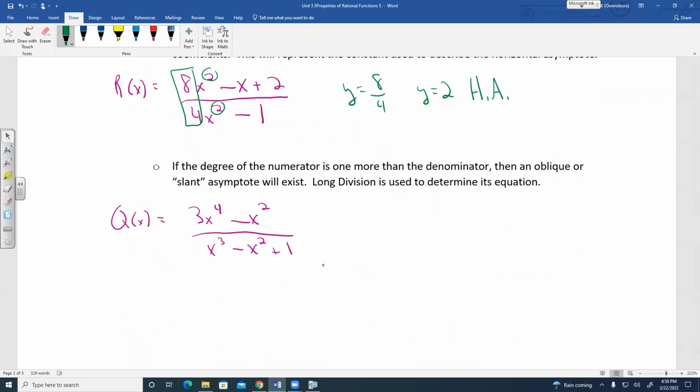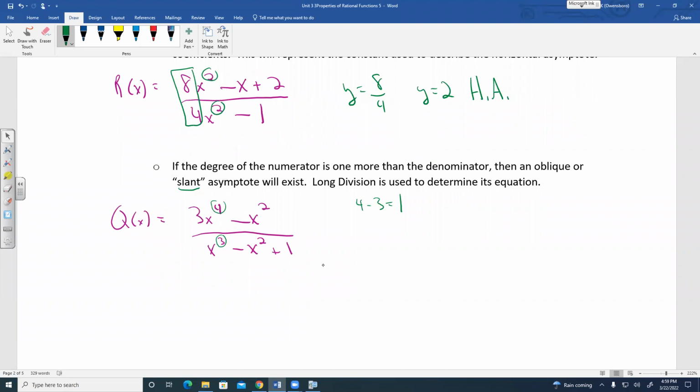If the degree of the numerator is 1 more than the denominator, then an oblique, or what we call a slant asymptote, will exist. Long division is used to determine this equation. Notice the degree of the top is 4 and the degree of the bottom is 3. If you subtract 4 minus 3, we get 1, that's 1 more. So this means an oblique or slant asymptote exists.